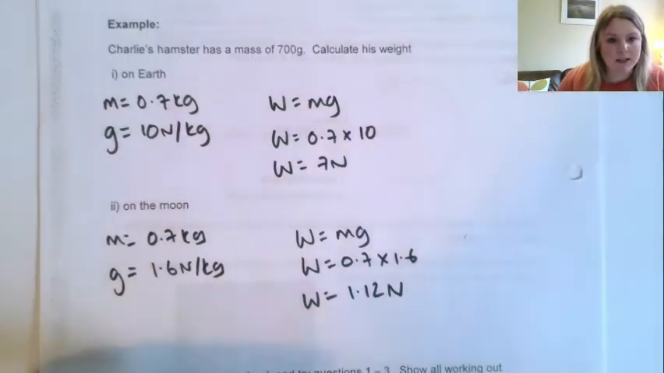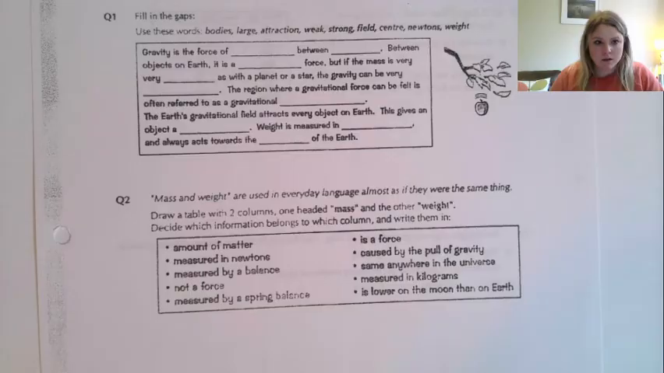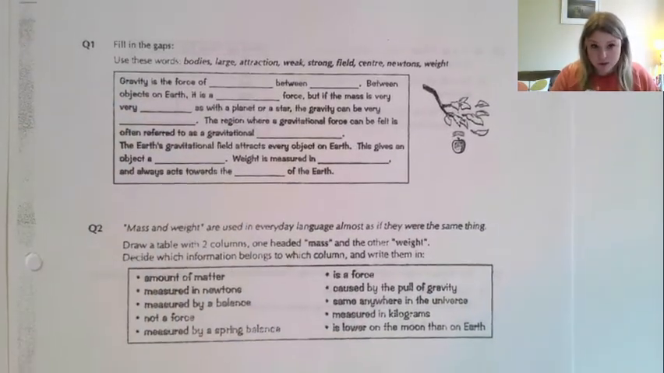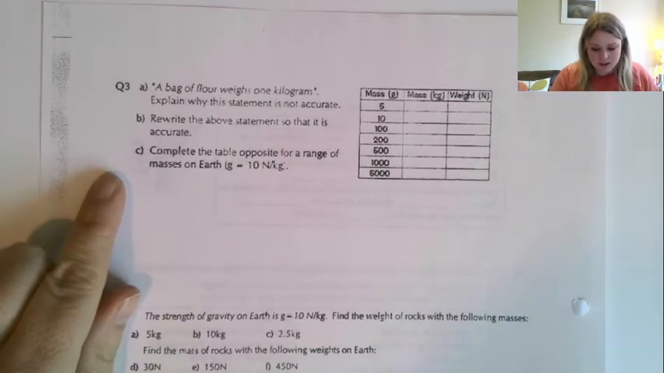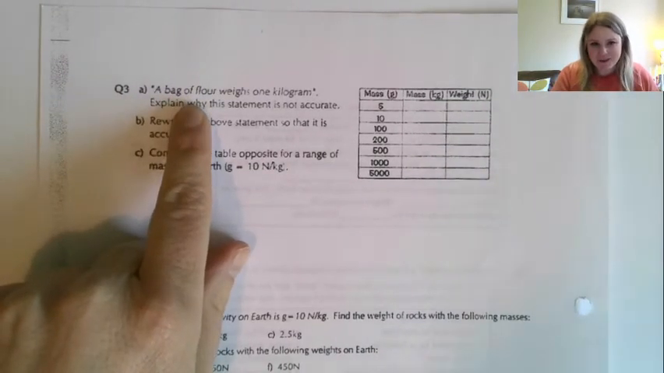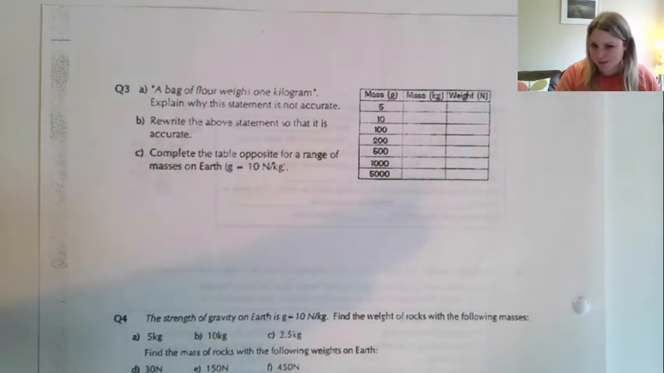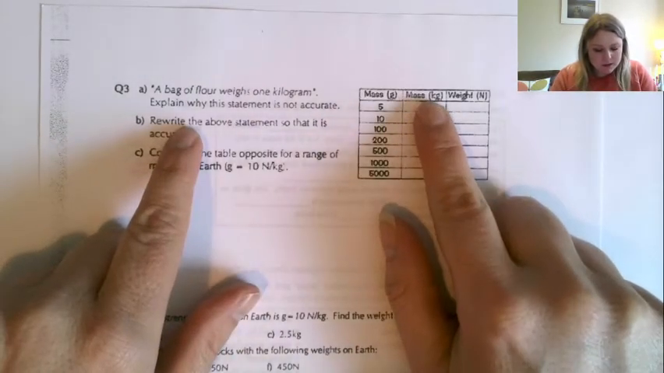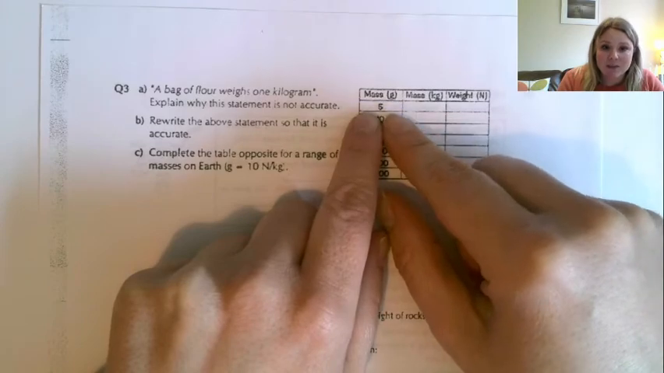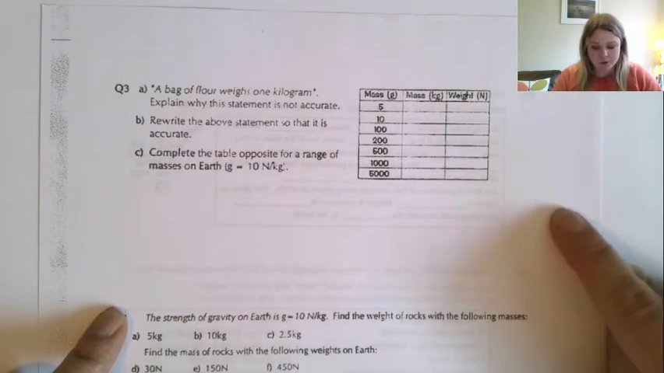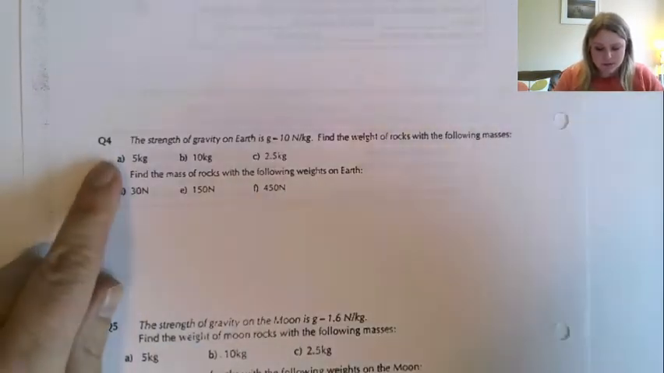Now let's have a wee look at the questions that you're going to do. I want you to do the questions on page 197. I think these two are straightforward enough. And then the questions on 198. Oh, I like wee questions like this. A bag of flour weighs 1 kilogram. What's wrong with that? Then we've got a wee table here where you've been given the mass in grams. Just make sure you convert that to kilograms before you get the weight. And I've left space here for your working out. Same here, question 4.